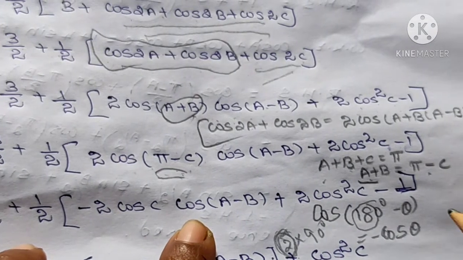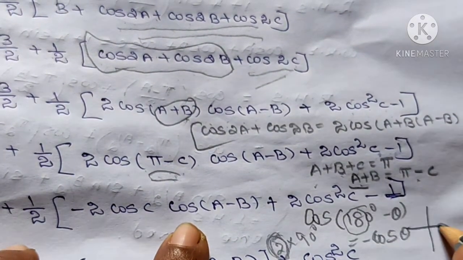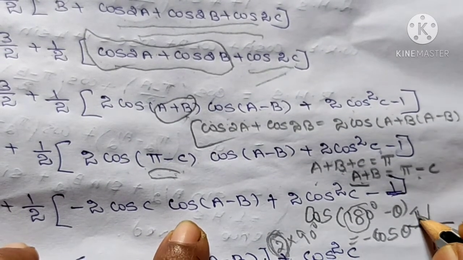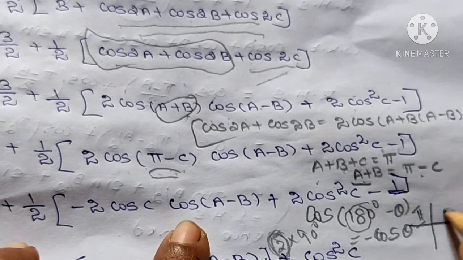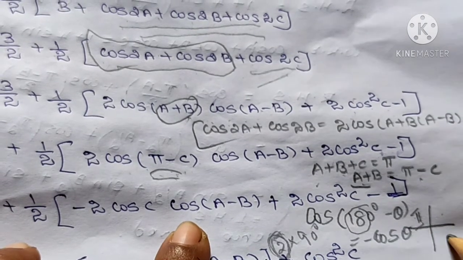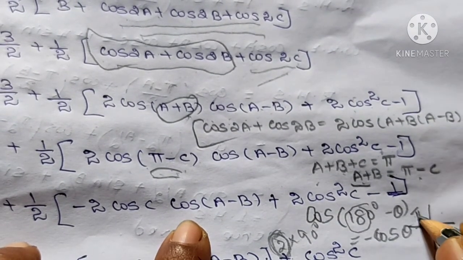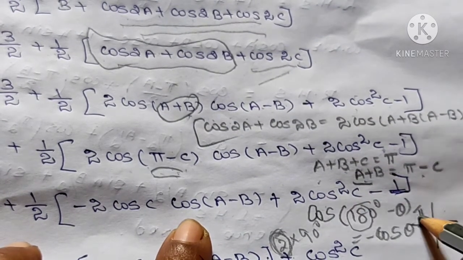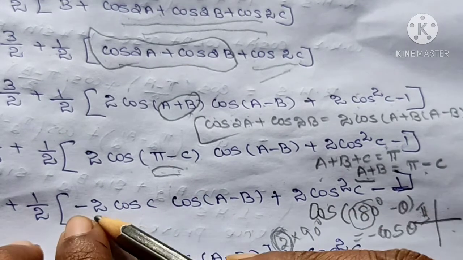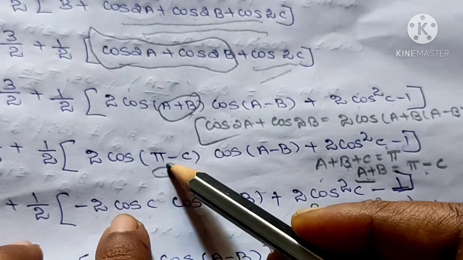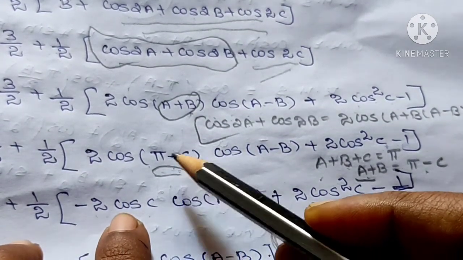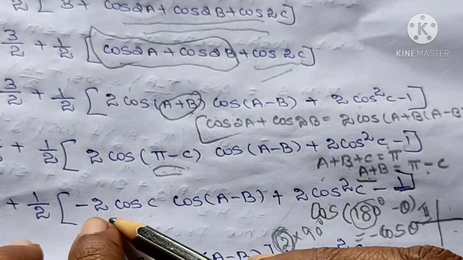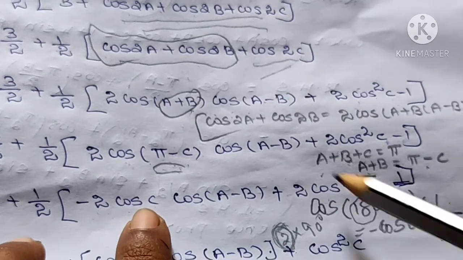But the quadrant of 180 degree minus theta is the second quadrant. In the second quadrant, is cos positive or negative? All Students Take Chocolate. So sine and cosecant are positive in the second quadrant. Cos is negative. Here we substitute minus 2 cos C, because cos of (180 degree minus theta) in the second quadrant is negative. So, minus 2 cos C. The balance term, you write it.